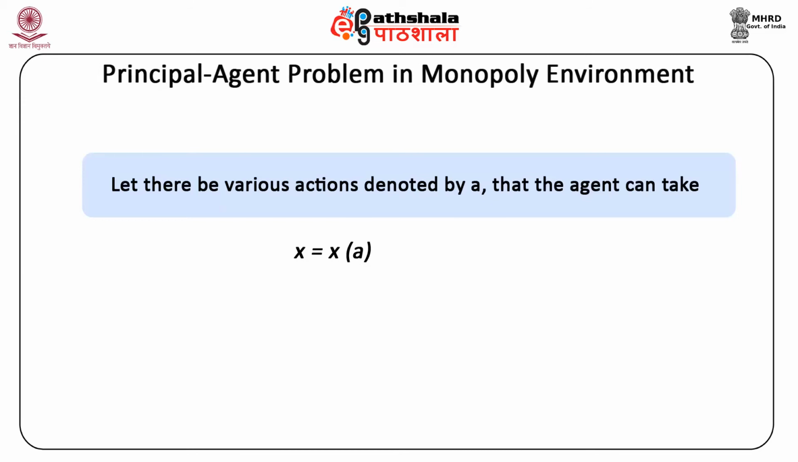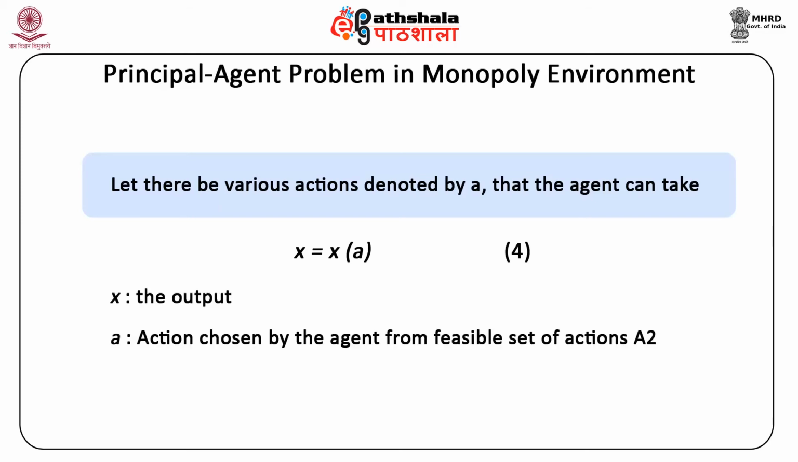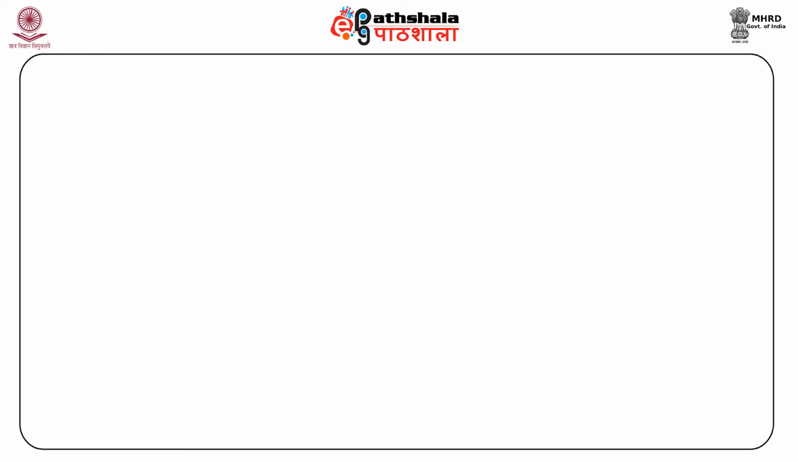This is given as equation 4, where x is the output and A is the action chosen by the agent from the feasible set of actions capital A. However, the principal induces the action B. So, for the principal, B is the best action and A is the alternative action.